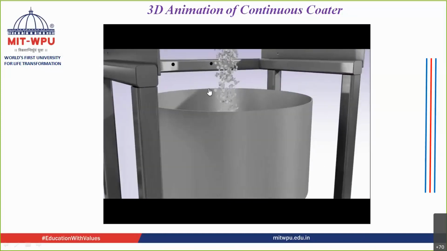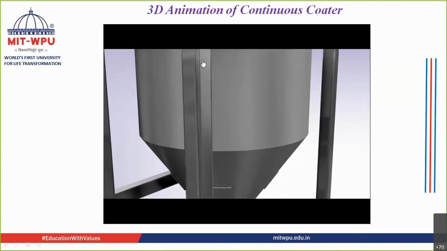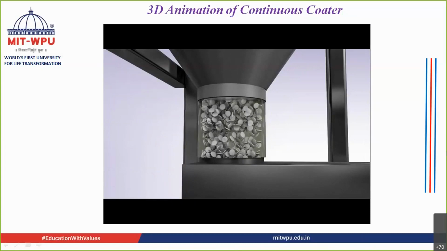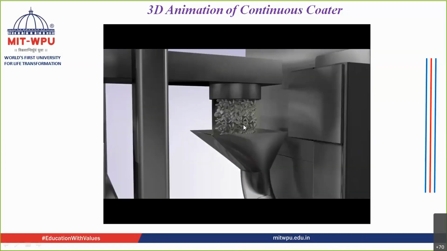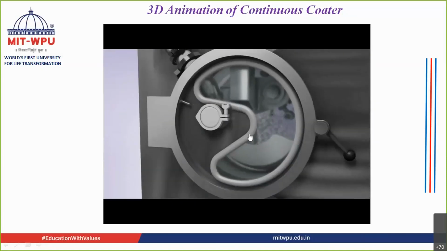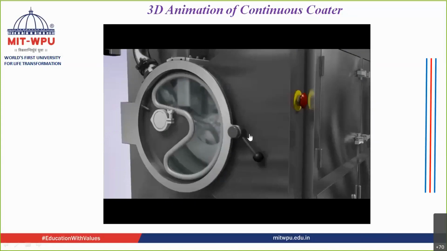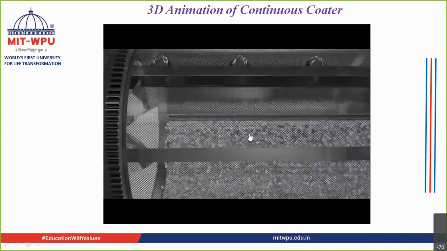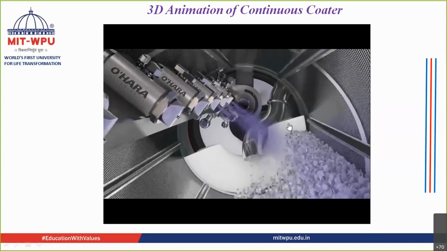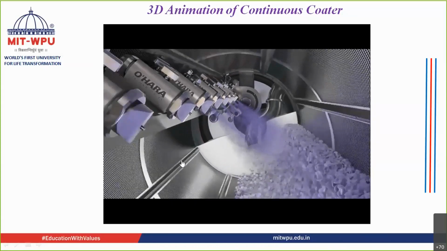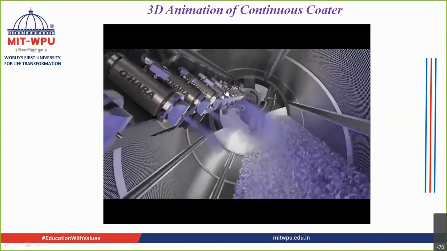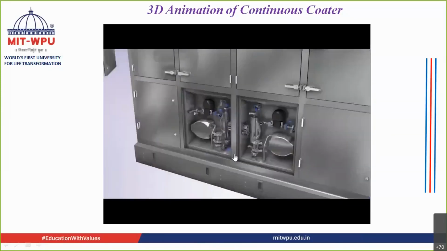From one side the material is poured inside. From here you put the material, which goes inside the coating chamber. This process is going on continuously. The tablets go inside and get tumbled. These are the baffles present inside. This is the perforated pan. They come in contact with the spray guns. Coating happens.